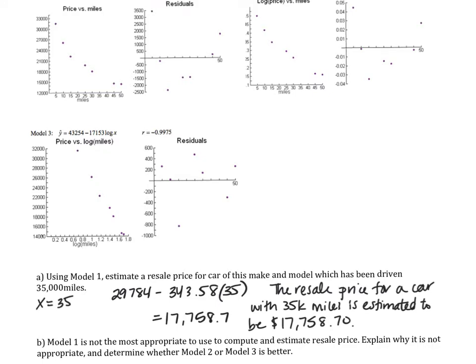All right, so that was using Model 1 because it told us to. Model 1 is not the most appropriate to use to compute and estimate resale price. Explain why it is not appropriate and determine whether Model 2 or 3 is better. All right, so why would we not choose Model 1? Well, if you notice, the R value is the lowest, okay? So Model 1 has the lowest R value.